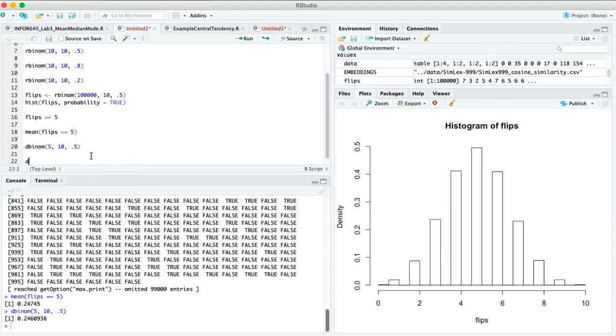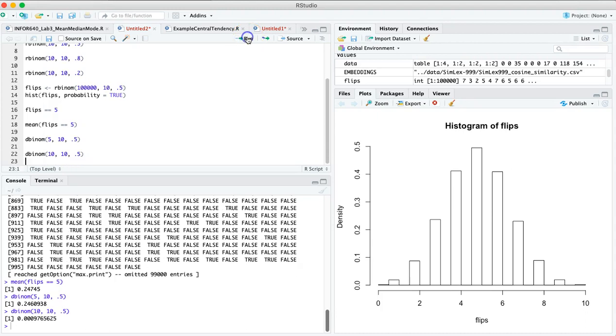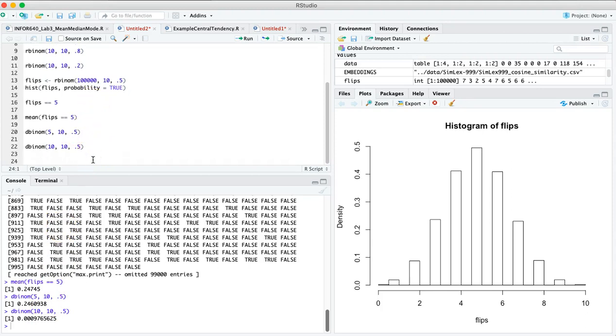This one I find to be kind of fun to play around with sometimes. So if you do dbinom, let's say that we want to know what's the chance of getting 10 heads on 10 flips of a fair coin. And it is a really, really small percent. It's less than 0.1%.